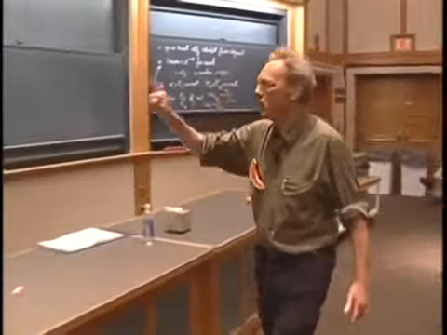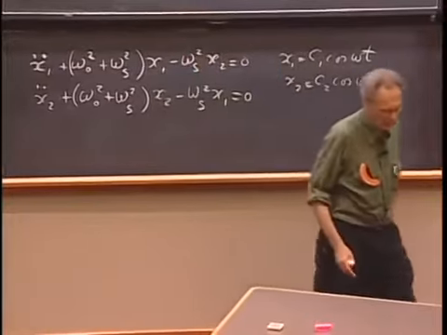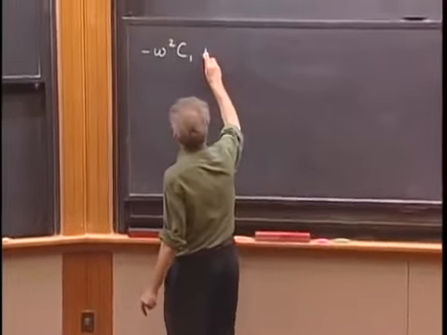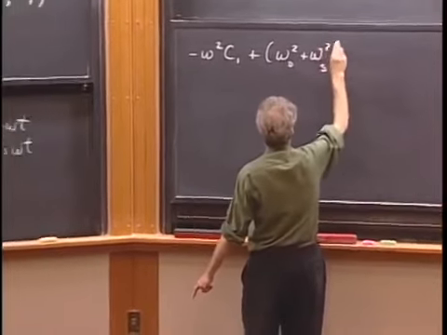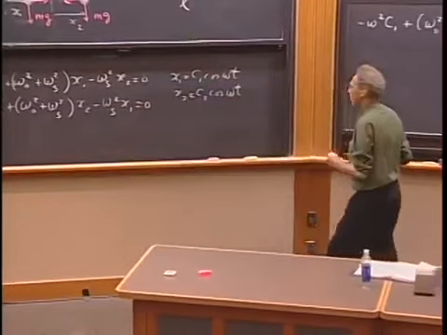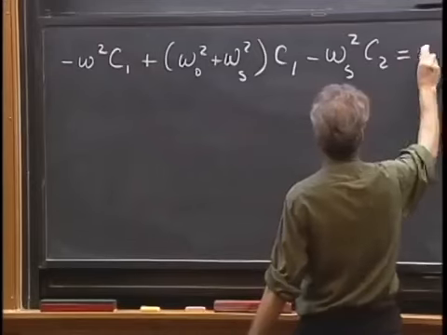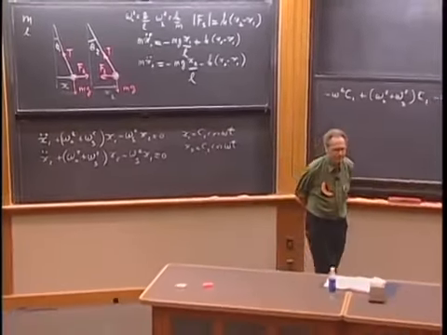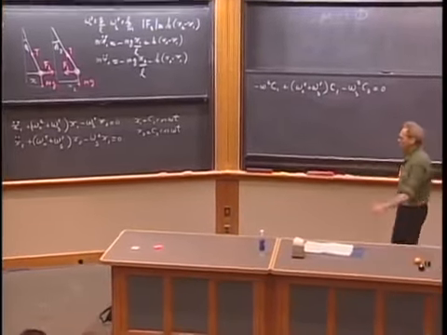Right? Every term that you're going to have in here will have a cosine omega t in it, so I'll leave the cosine omega t already out now. So I get minus omega squared c1. Then I get plus omega 0 squared plus omega s squared times c1, that is this term, minus omega s squared times c2 equals 0. Because remember, x2 has the c2. Yeah? Am I going too fast? Beautiful. So I go to the second one.